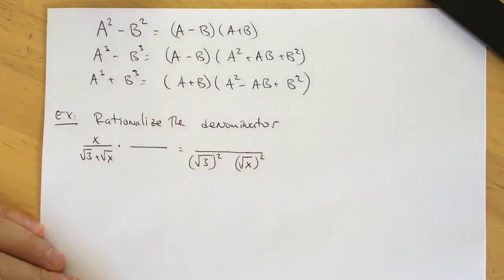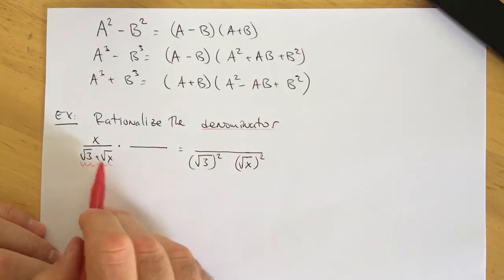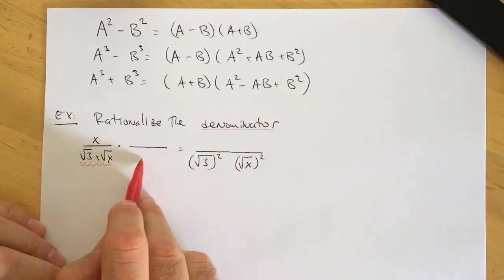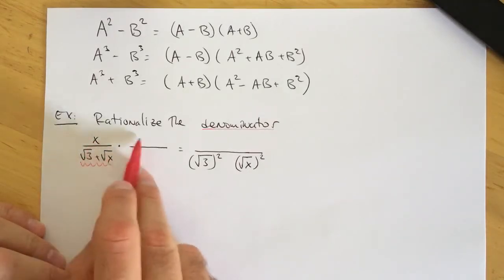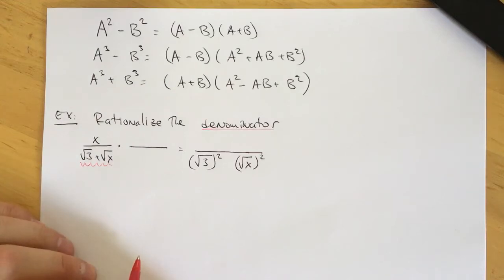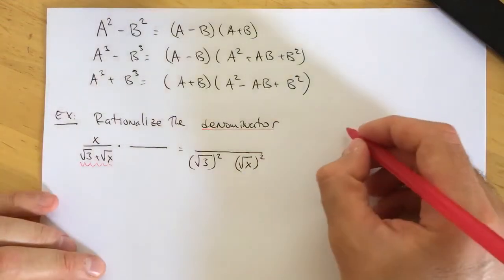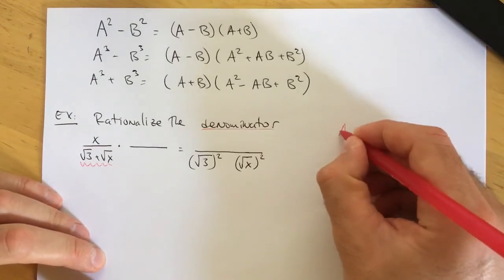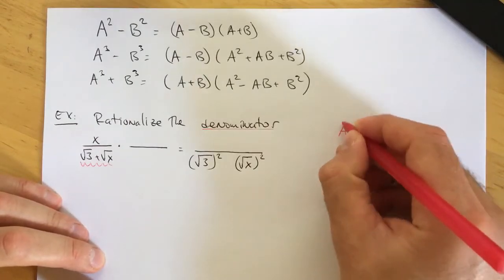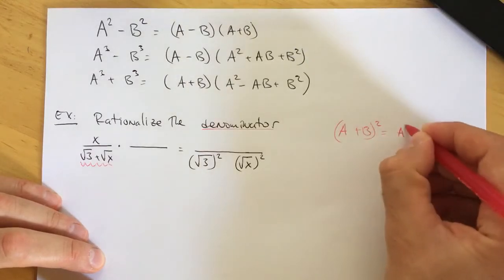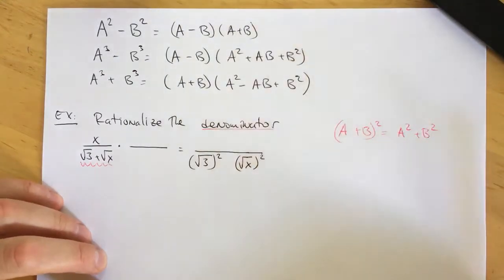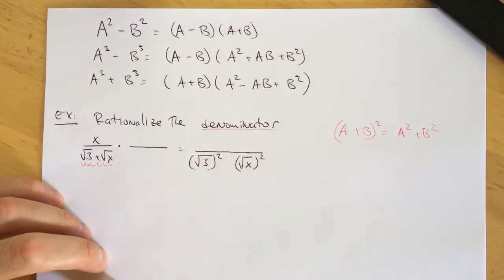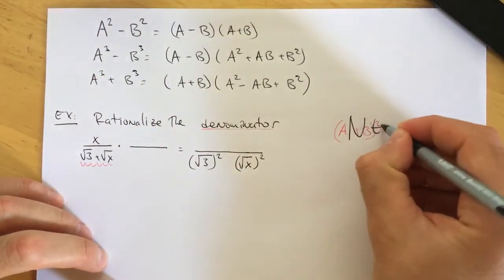First of all, notice that it says rationalize the denominator, so I'm just concentrating on the denominator. Whatever I multiply the denominator by, I have to multiply the numerator by the same expression. Now again, the most common mistake is to think that a plus b squared is equal to a squared plus b squared. Never ever make this mistake.